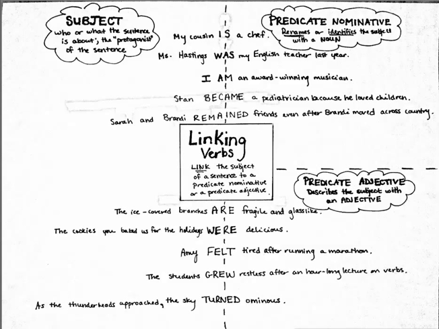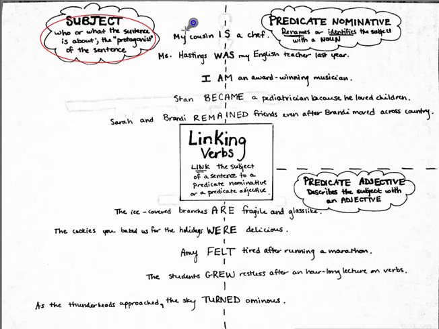We first need to be able to identify the subject of a sentence. The subject is essentially who or what the sentence is about. In other words, it's the protagonist or the main character of a sentence. And we're going to be putting our subjects in red circles. So let's look at the first example.